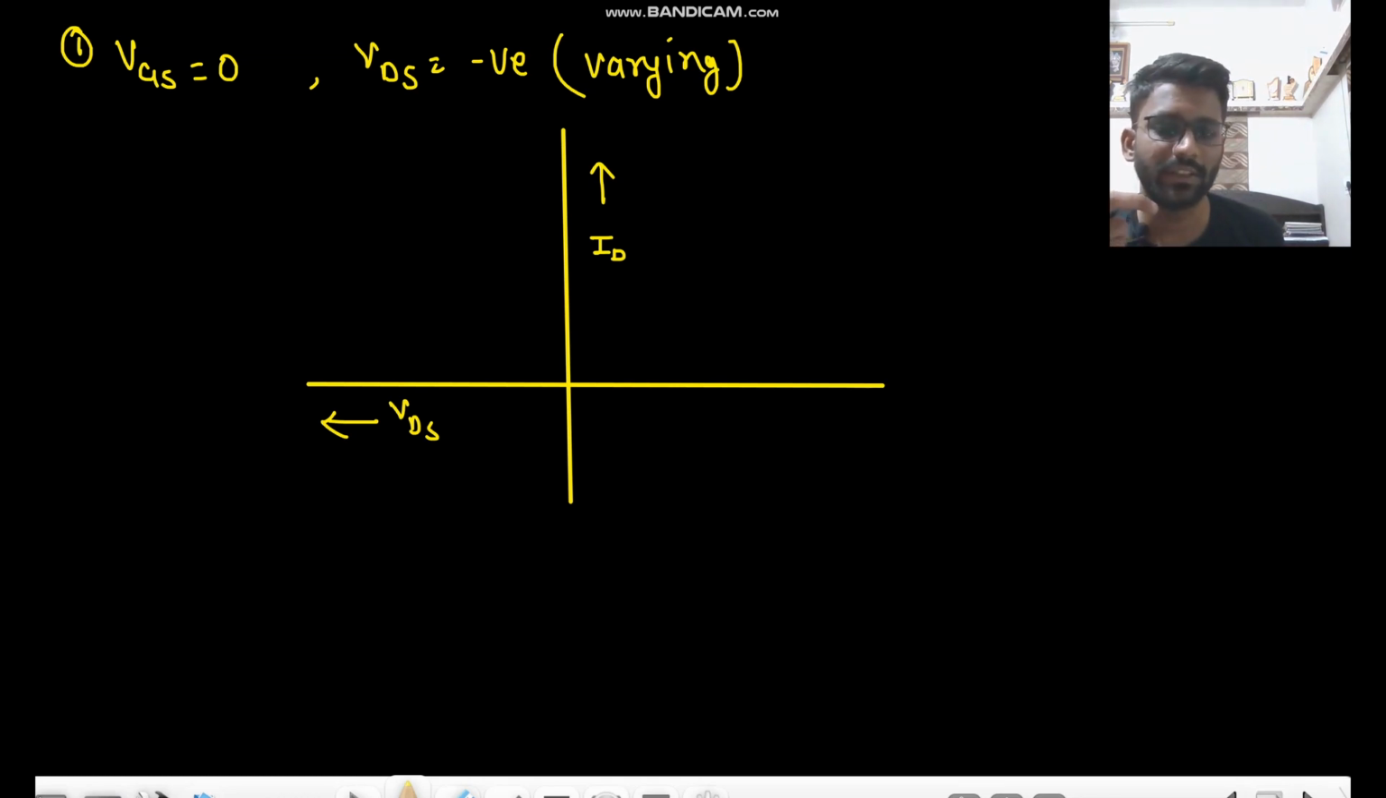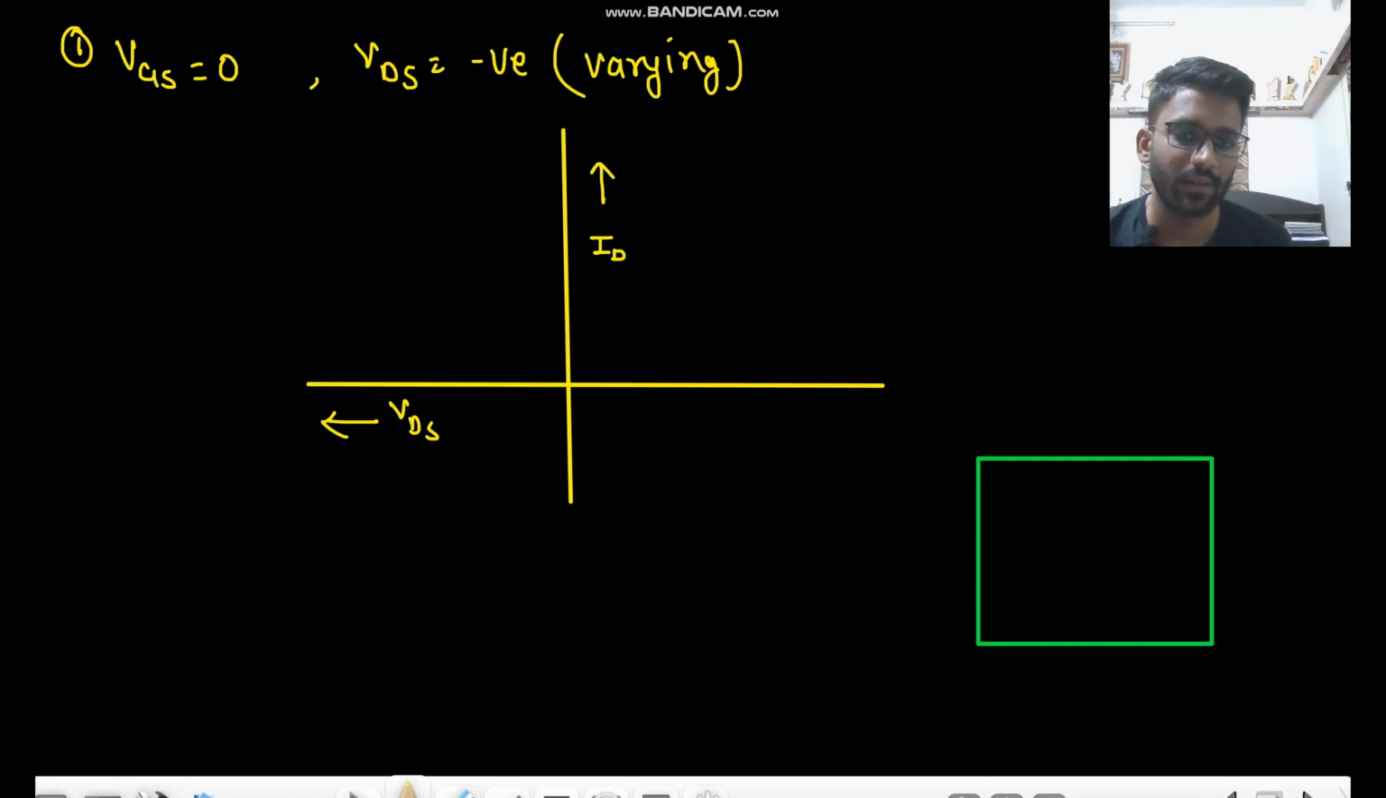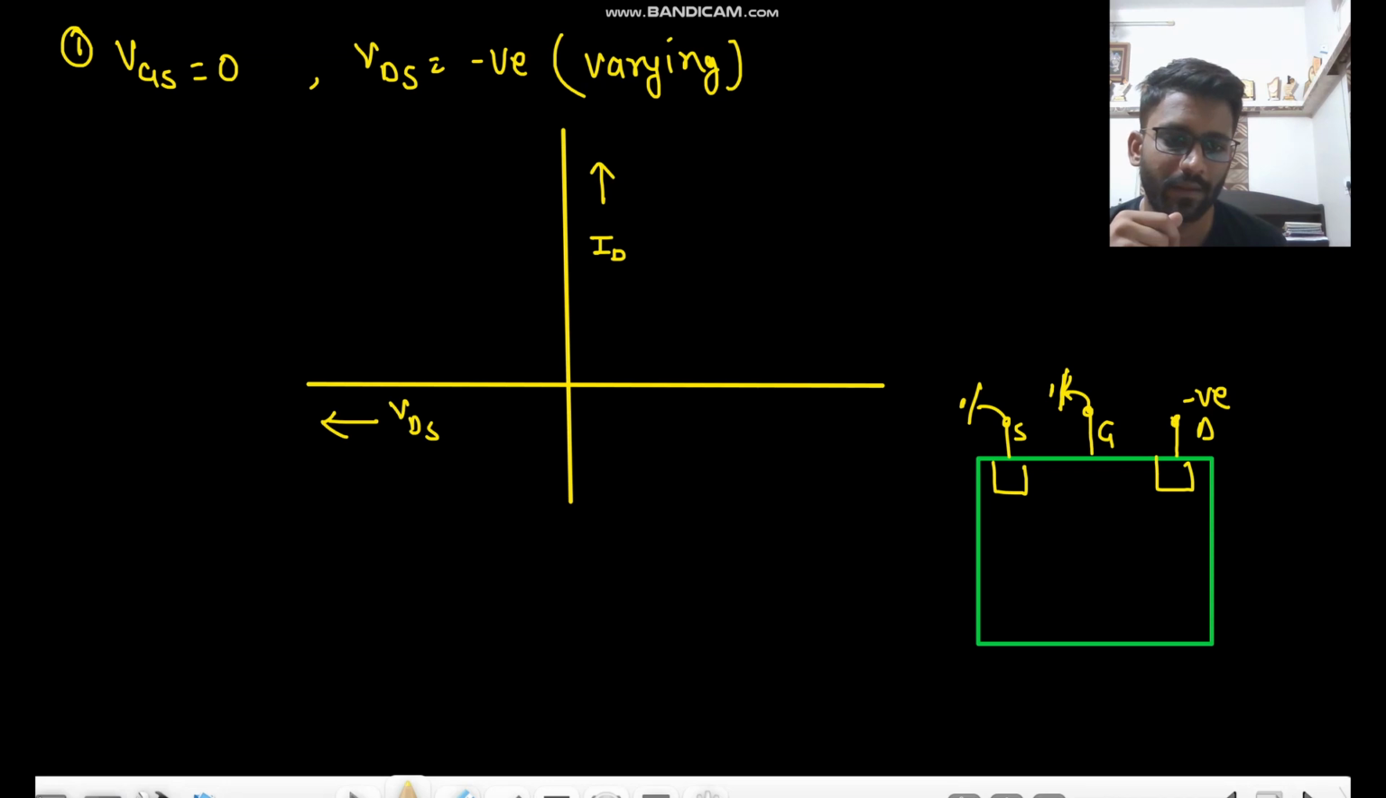Okay. So now what is the condition? Now your VGS is 0 and your VDS is negative. Let me draw it: this is 0, this is grounded, this is also grounded, and this is at negative potential. Source, gate, and drain, right? And this is the channel, P plus and P plus. Now what will happen if we increase the VDS in negative direction?